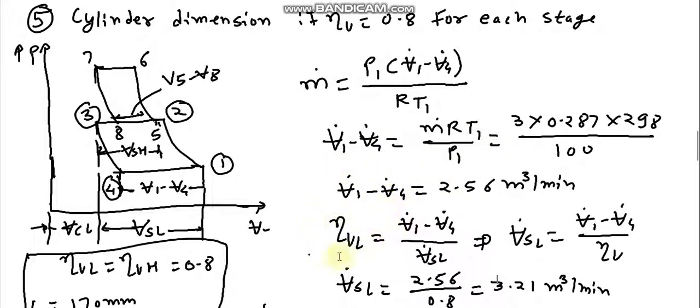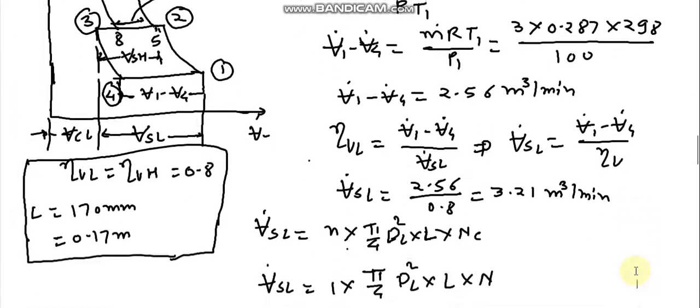Now we know the volumetric efficiency, it is given as 0.8. The volumetric efficiency equals the actual volume of air taken inside the cylinder, that is V1 minus V4, divided by the swept volume, that is V dot SL. So we get V dot SL equals (V1 minus V4) upon volumetric efficiency. It is given 0.8, and it is calculated as 2.56. From that we get the swept volume of the LP cylinder.